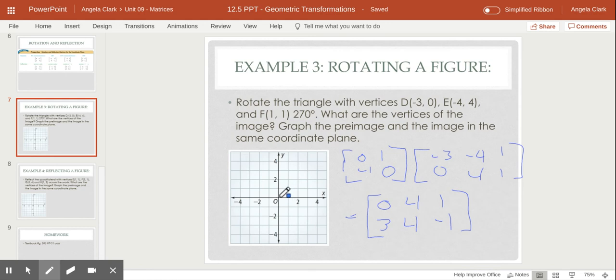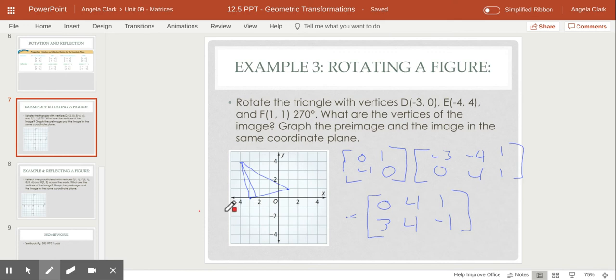So I'm at -3, 0. I'm at -4, +4. And I'm at 1, 1. So this is my triangle. Slightly better. Okay, so that's the triangle.